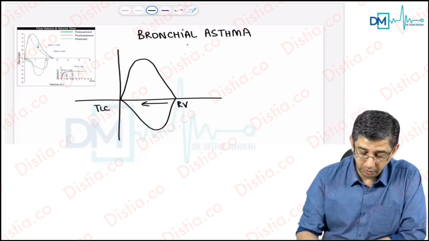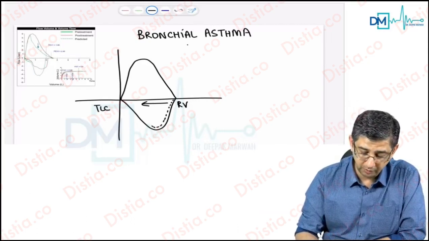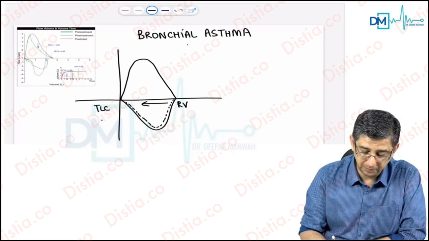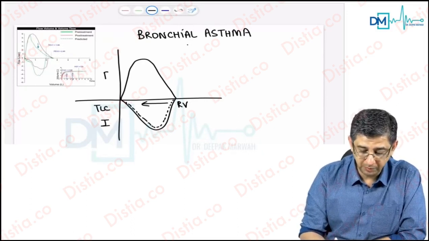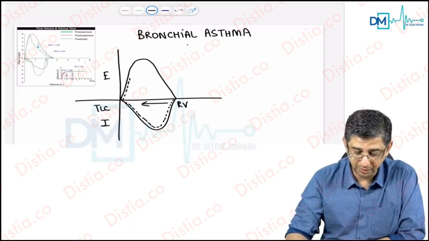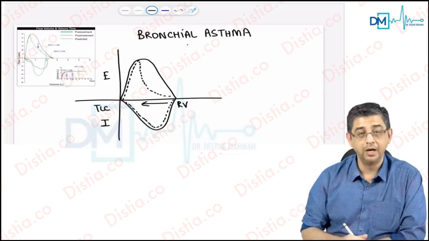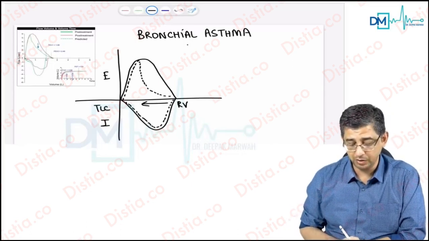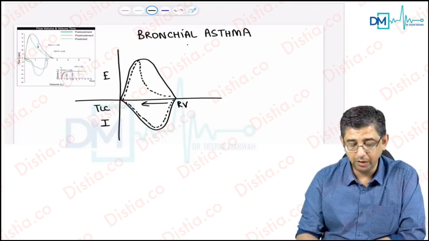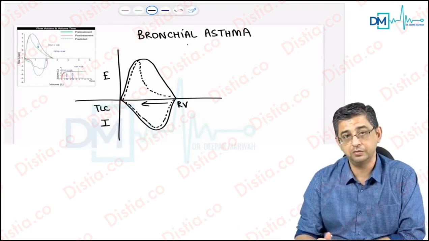In an asthmatic patient, you will notice that the baseline curve for the inspiration part will remain the same. But in the expiration part, an asthmatic patient will not be able to push air out of his lungs like a normal person. Asthma is a disease of expiration, so there will be a marked concavity in the expiratory part of the curve.